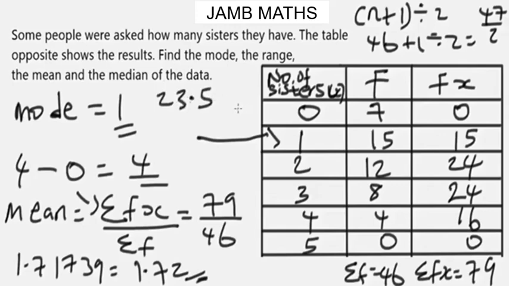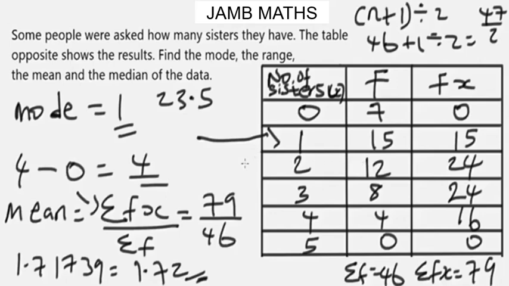Now we have 23.5. Next thing I'm going to do is to ask yourself, from this frequency data we have, which values will be adding up to get between 23.5 and 24? When we add 7 plus 15, that will give us 22, not 23.5. Now 22 plus 12 will exceed 23.5, because 22 plus 12 will give us 34.